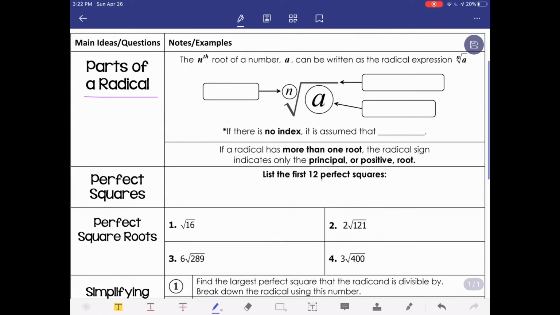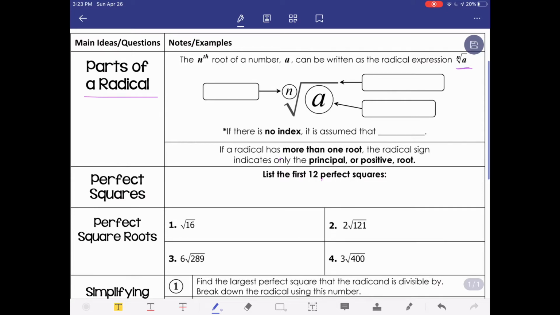So today we're going to be moving on to our next chapter, and we're going to be talking about radicals. Involved in this chapter are going to be radical expressions and radical equations. We're first going to start by talking about the parts of a radical. The nth root of a number a can be written as the radical expression, the nth root of a. The root of a is right there.